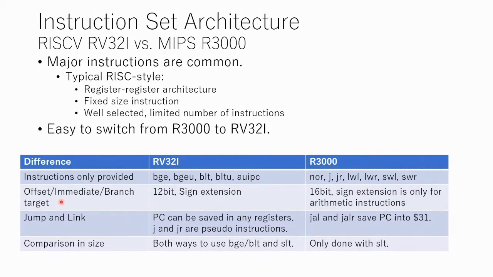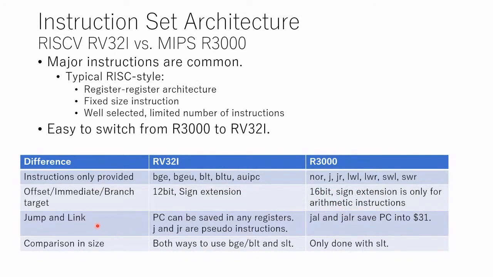And the offset, immediate, and branch target are completely different. RV32I uses a 12-bit offset or immediate field, and all instructions extend the sign bit. But R3000 uses 16 bits, and the sign extension is only for arithmetic instructions.